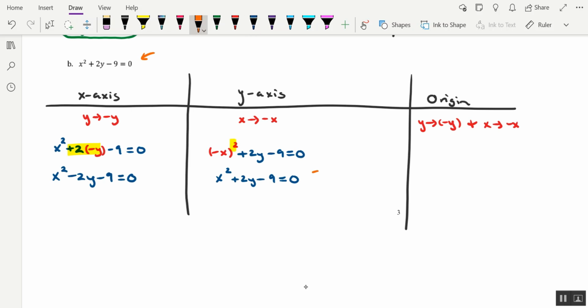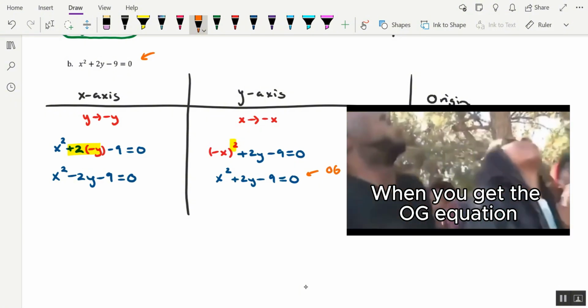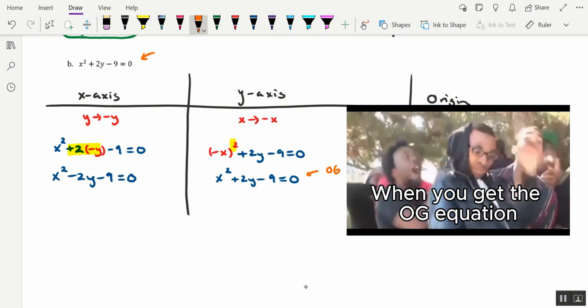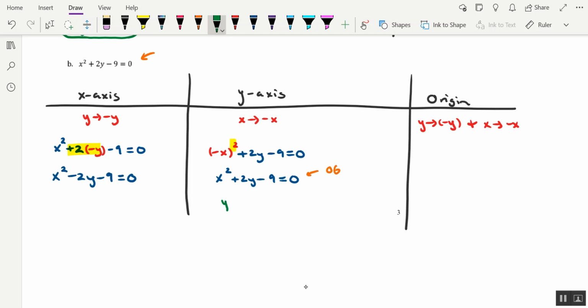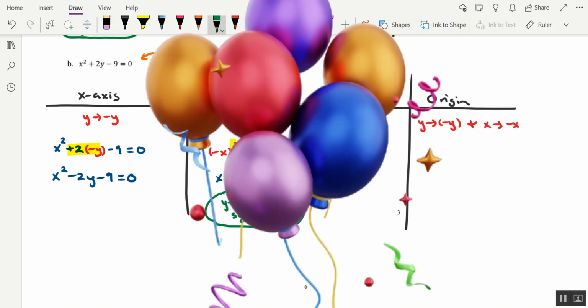And you'll notice that this right here is the original equation. Therefore, we've stumbled upon some symmetry. We've got y-axis symmetry. Woohoo, there it is. Alright, Price is right with that one.